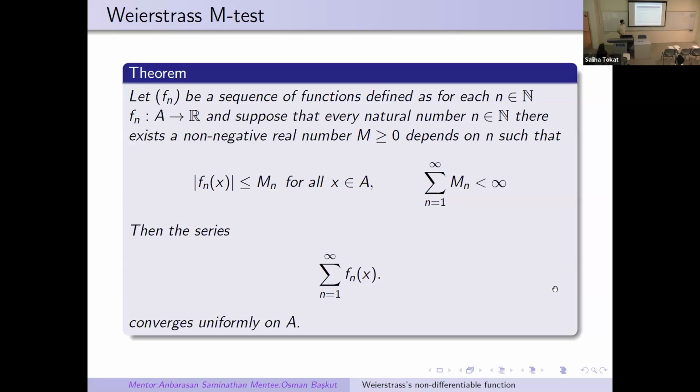So this is a nice convergence test. In this context it's very useful, and we generally use it to prove uniform convergence of a series of functions. Weierstrass himself developed it. We need a sequence of functions, of course, and this time we need a non-negative real upper bound for each function in the sequence, bounded above, also below, but we don't need that. And we want the series of these bounds to be convergent also. Then we say that this series converges uniformly.